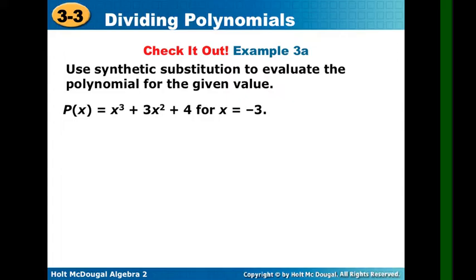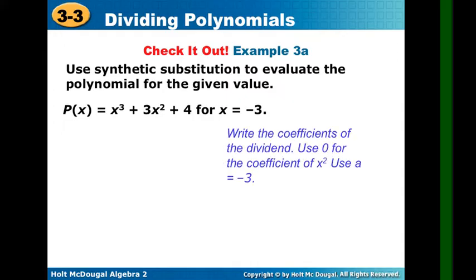So, this one is a polynomial function. We have p of x equals x cubed plus 3x squared plus 4, for x equals negative 3. Write the coefficients of the dividend. Use 0 for the coefficient of x squared... use x equals negative 3.